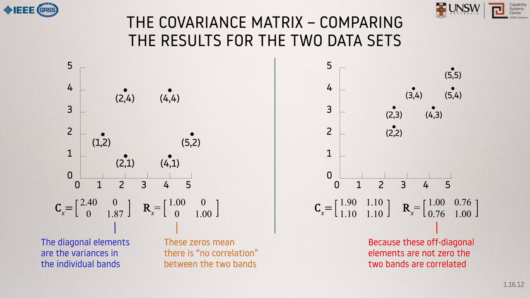Secondly, for the left-hand dataset, there are zeros in the off-diagonal entries, implying that there is no correlation between the corresponding two bands of data. What does that mean? Put simply, it means that knowing the brightness of a data point or a pixel in one band, we cannot, with any degree of certainty, predict what its brightness is likely to be in the other band.